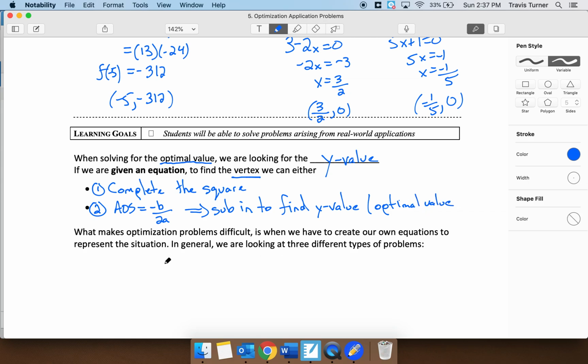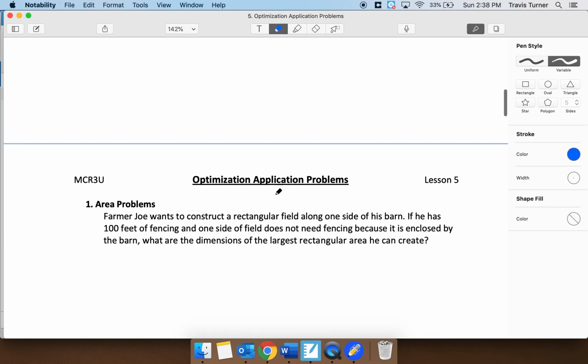So the tricky part in these questions is actually just setting up the equation. So we're strictly going to look at three types of problems. And the more familiar you become with each type, the easier you're going to be able to predict and figure out how to come up with the equation. So let's look at these few.